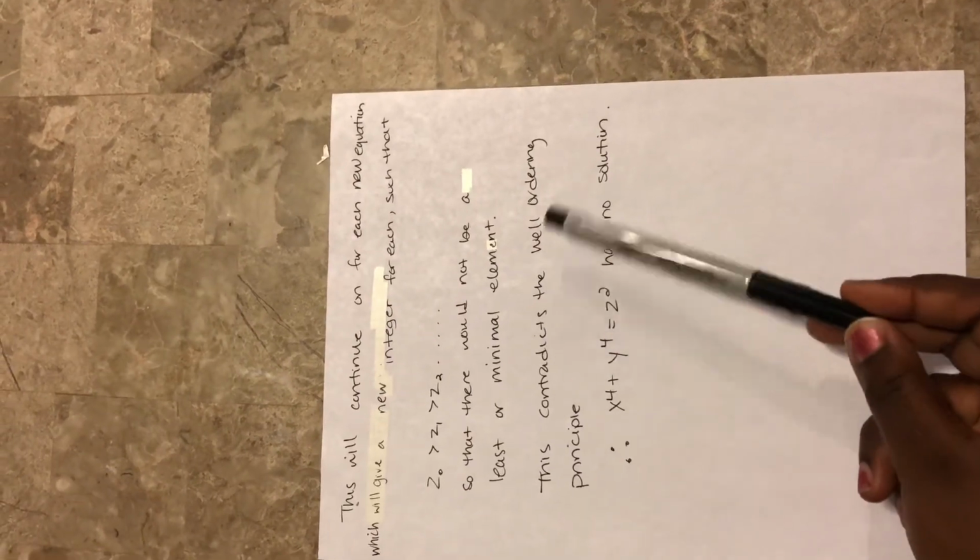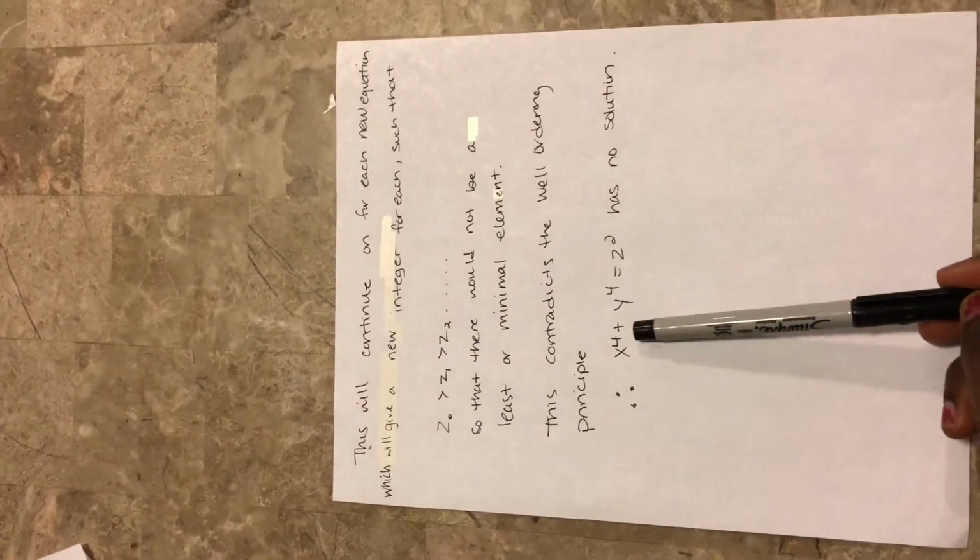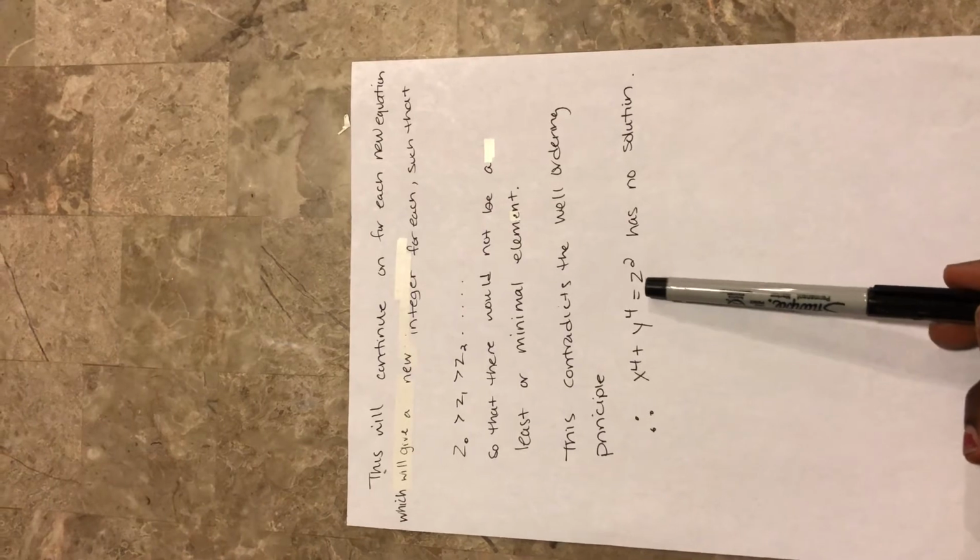This is contradicting the well-ordering principle. Since it contradicts the well-ordering principle, therefore, x to the 4th plus y to the 4th equals z squared has no solutions.